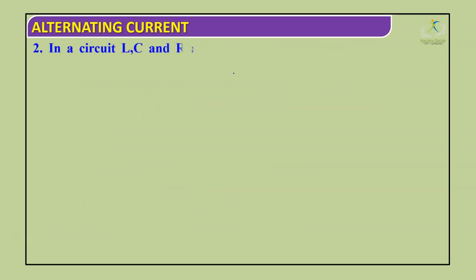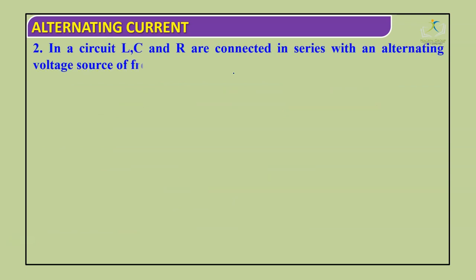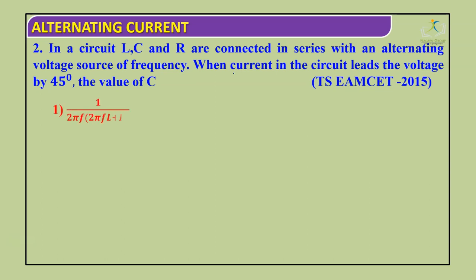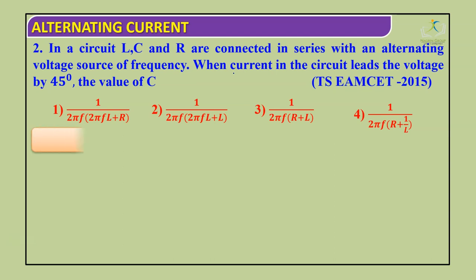Moving ahead with the next question. In a circuit, L, C and R are connected in series with an alternating voltage source of frequency f. When the current in the circuit leads the voltage by 45 degrees, the value of C is: 1 by 2 pi f (2 pi fL plus R), 1 by 2 pi f (2 pi fL plus L), 1 by 2 pi f (L plus R), and 1 by 2 pi f (R plus 1 by L). So let us see the solution of this question.